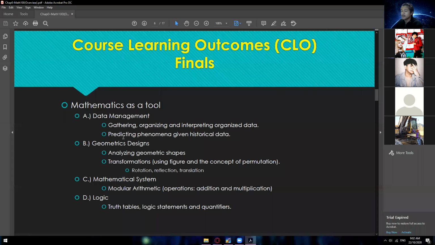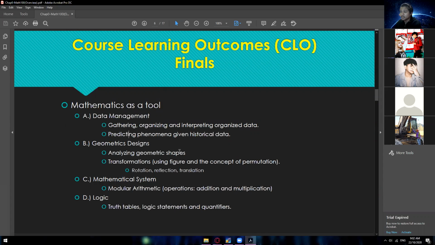Alright, so for the data management, we will gather, organize, and interpret organized data. So as you can see, dito napapasok yung statistics. Okay? And then we will predict phenomena given historical data. So like for example, ano mangyayari kapag ito na yung nakuha mong data, ano yung makukuha mong prediction? Like, may mga senyales naman niya, lagi may pattern. Like, bago bumagyo, umuulan muna, and then hahangin na ng malakas, and then after 2 hours, 3 hours, bagyo na.